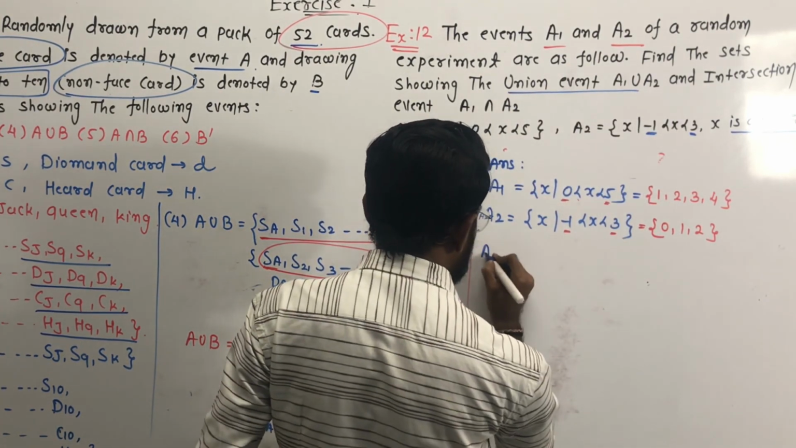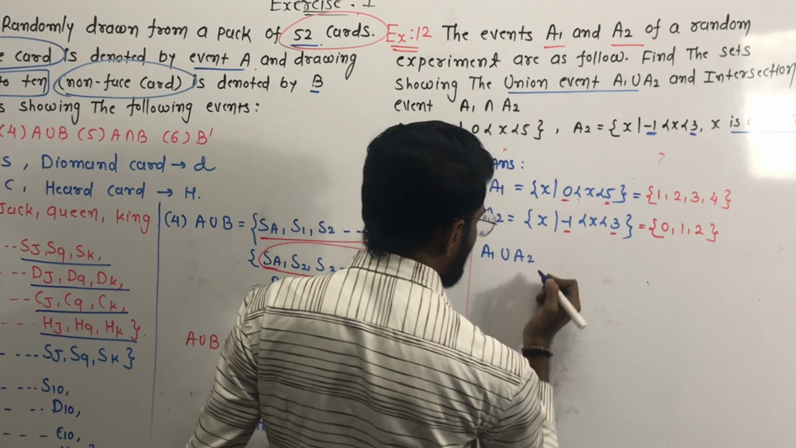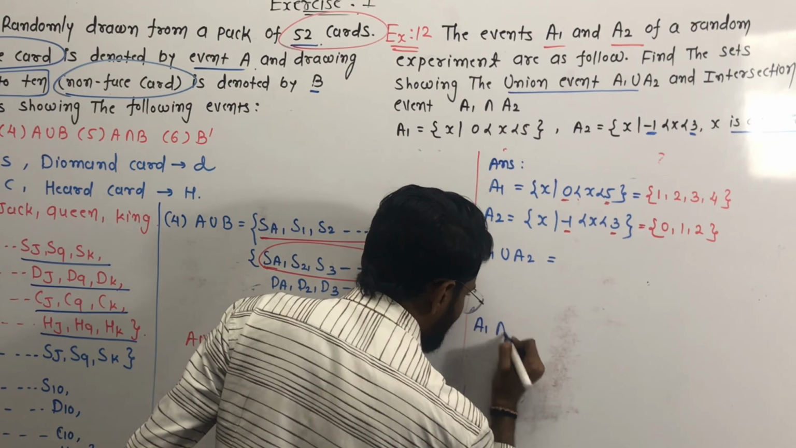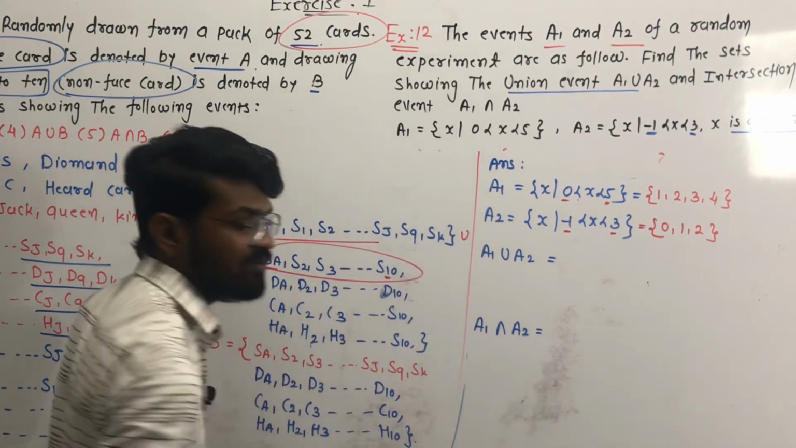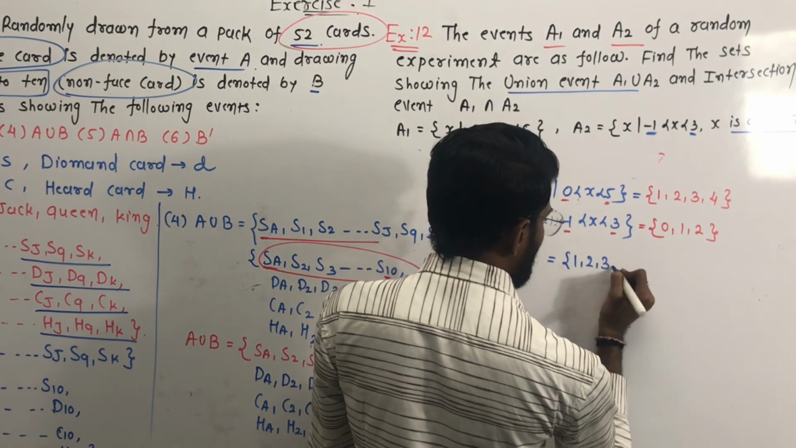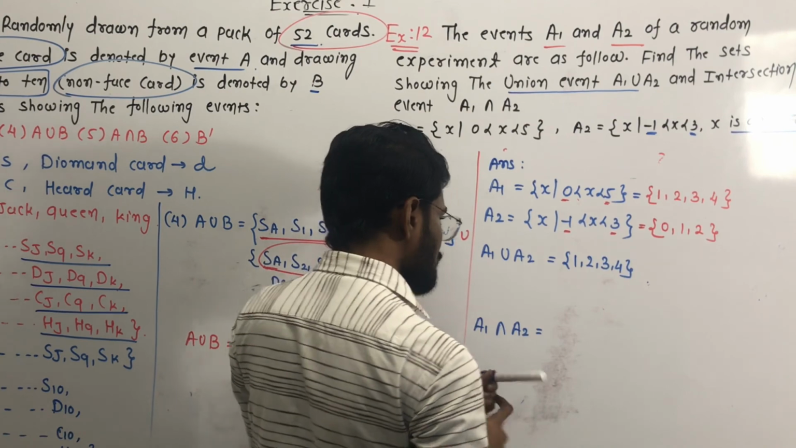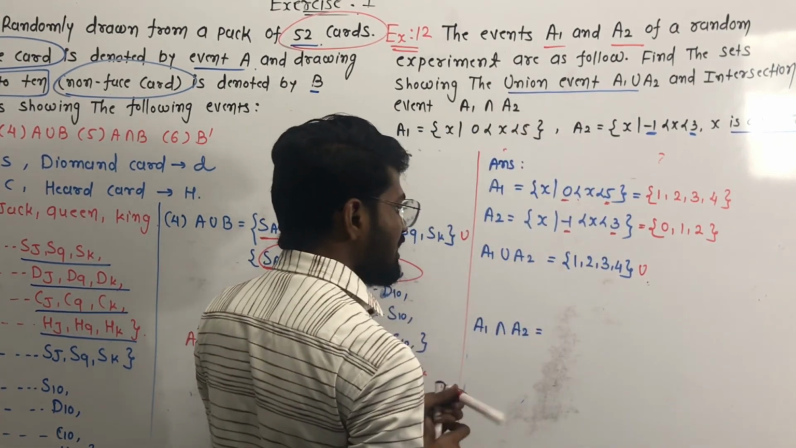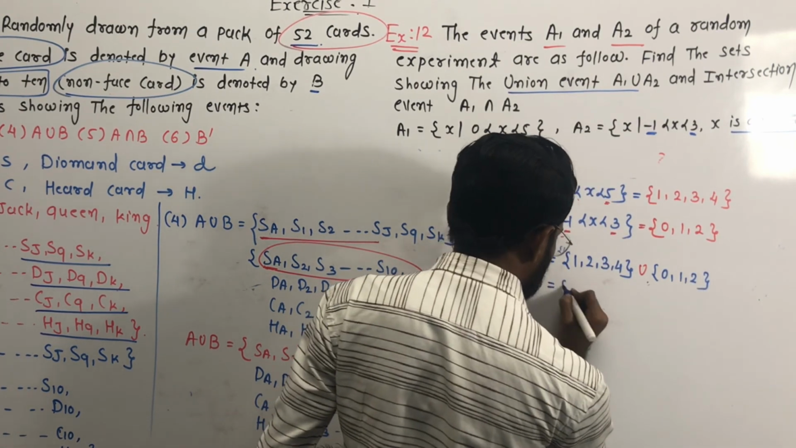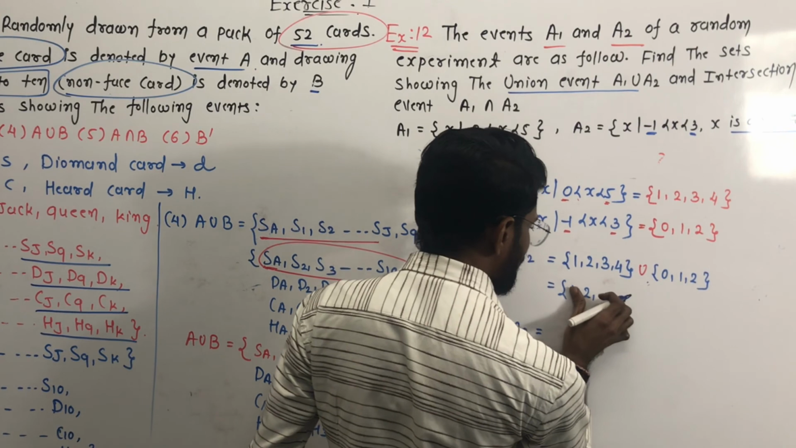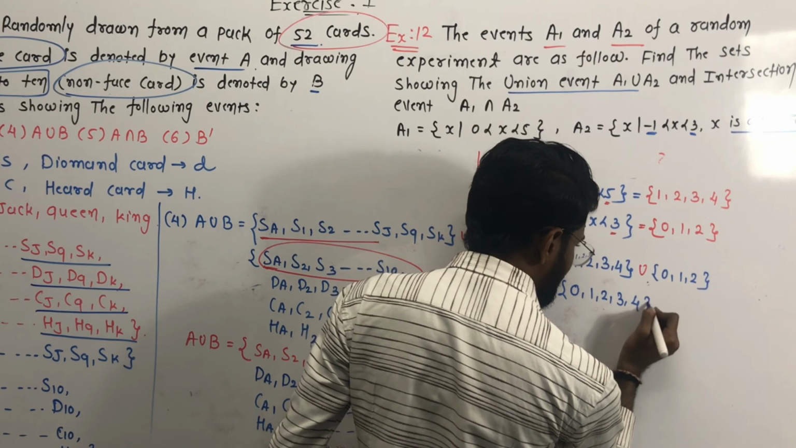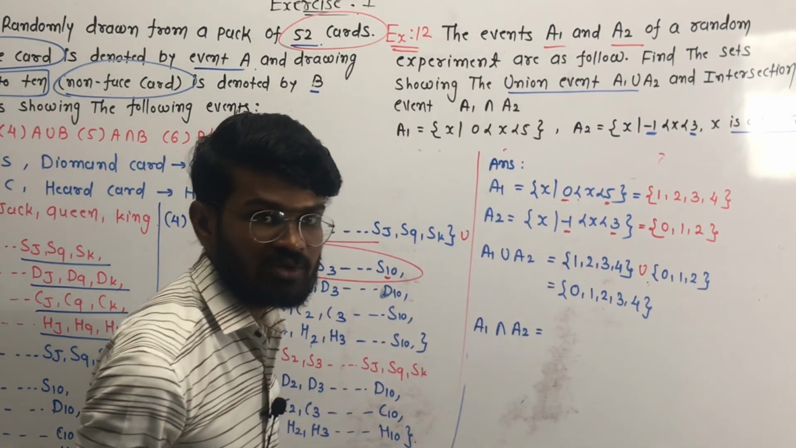Okay. Now we have to find the union event. Union event means to find the union of event A1 and A2, and also find the intersection of event A1 and A2. So what is A1? A1 is 1, 2, 3 and 4. Now we have to take the union. And what are the elements of A2? The elements of A2 are 0, 1 and 2. Okay, so we can write 0, then 1, 2, 3 and 4. Yes, and 1 and 2 are repeated, so we can't write them again.